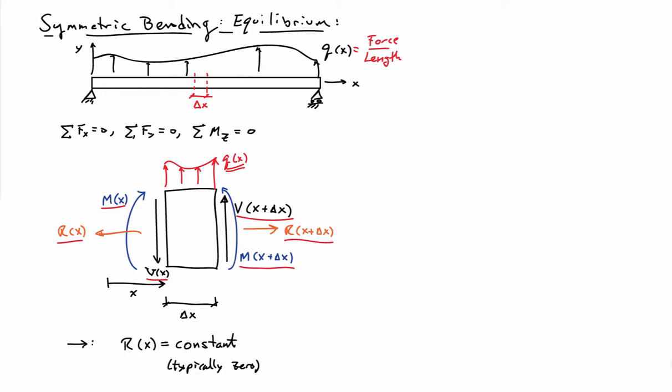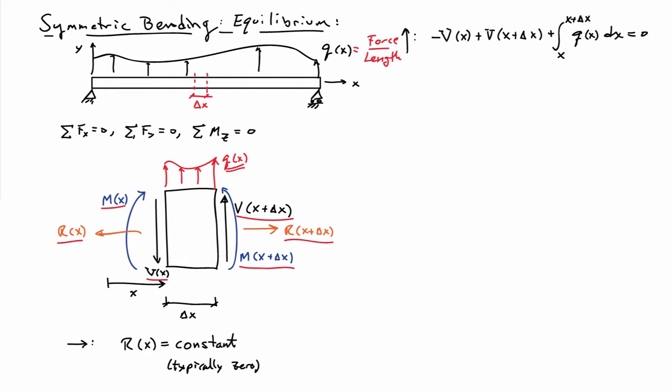Now, if we sum the forces in the x direction, we see that R(x) is going to be equal to R(x plus delta x). So that says that R(x) is a constant along the axis of the beam, and that constant is typically 0. Occasionally it will be non-zero, but most importantly it's going to be some constant. We can now sum the forces in the vertical direction.